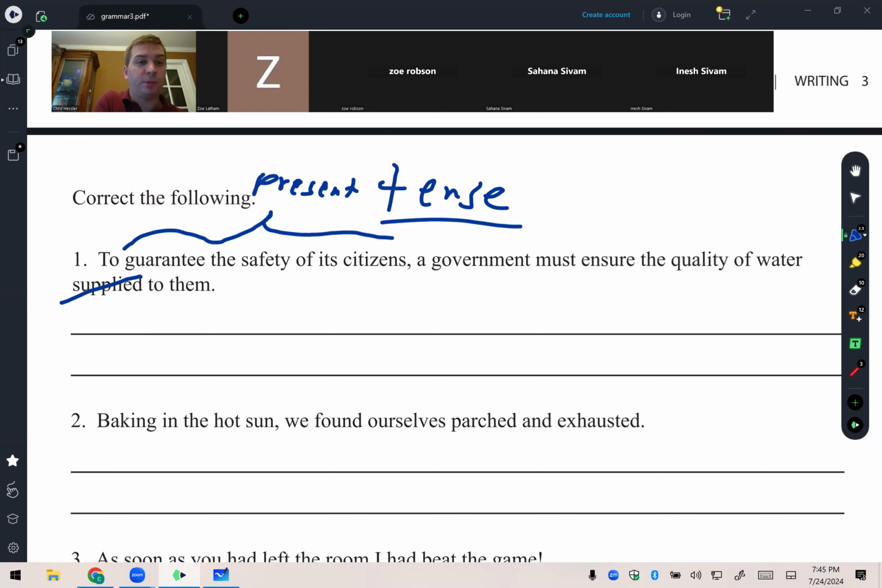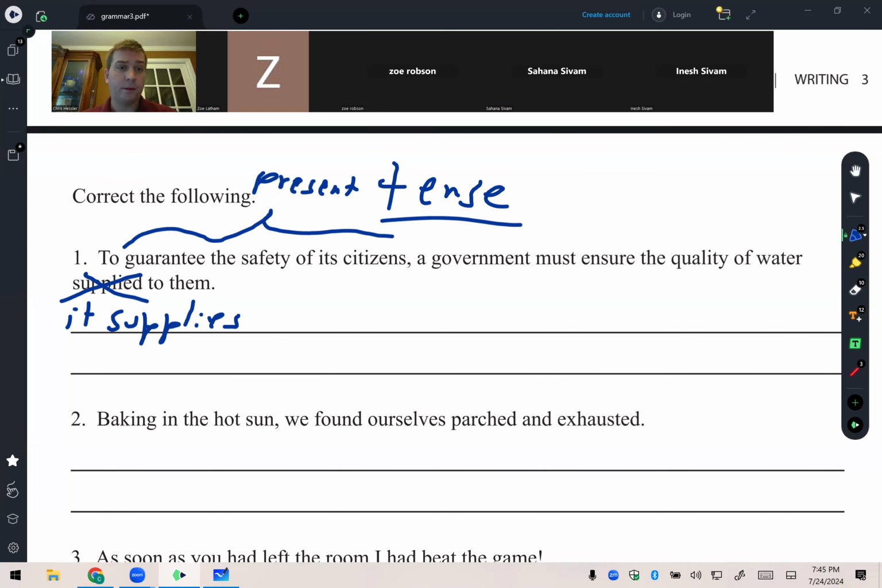We need to change this part. Or if you like, I'll try this one, and if you guys want to try the next one, that's fine too. So let's put it all in present tense. To guarantee the safety of its citizens, a government must ensure the quality of water it supplies to them. All right, so now it's all in present.